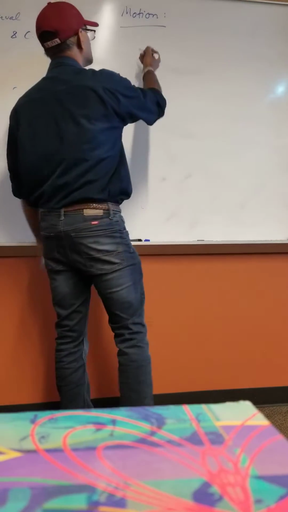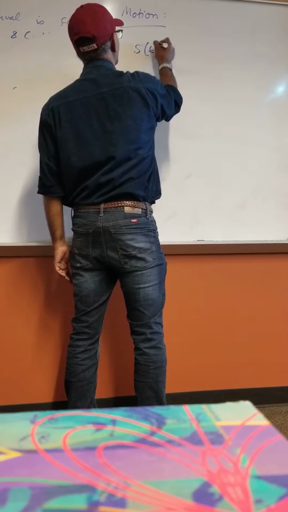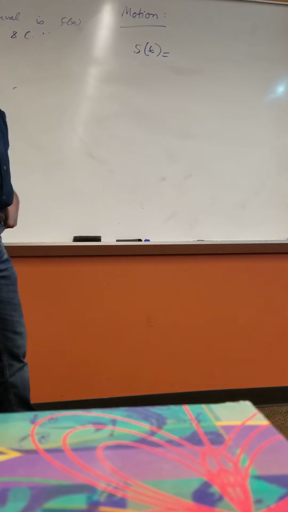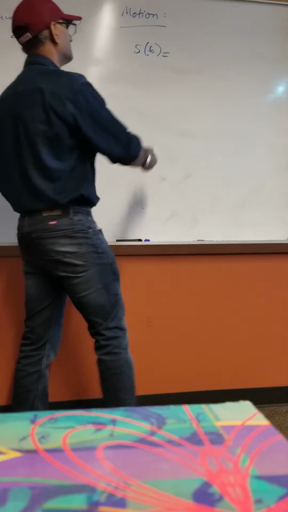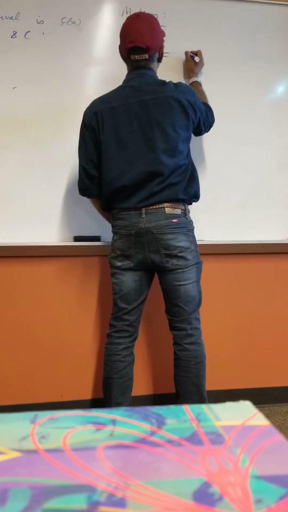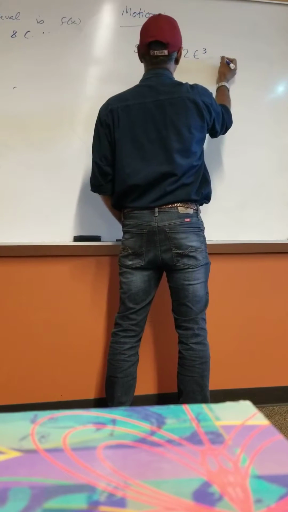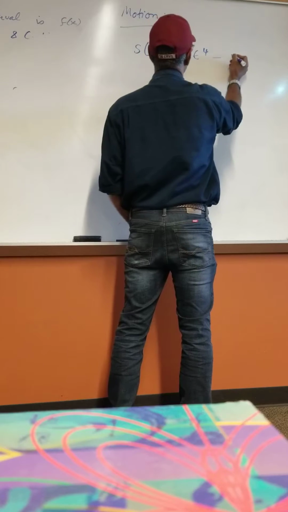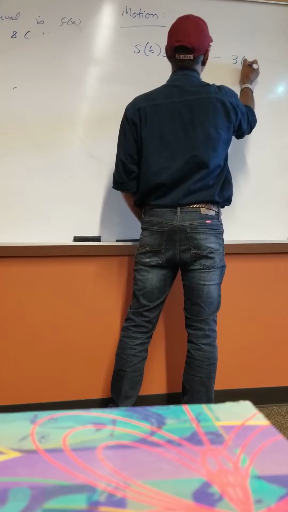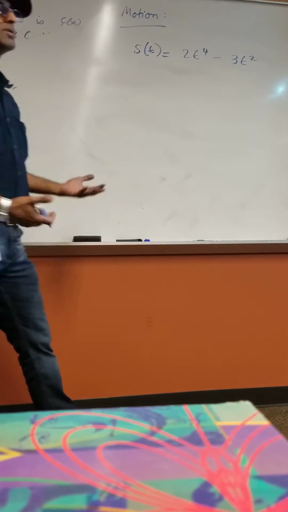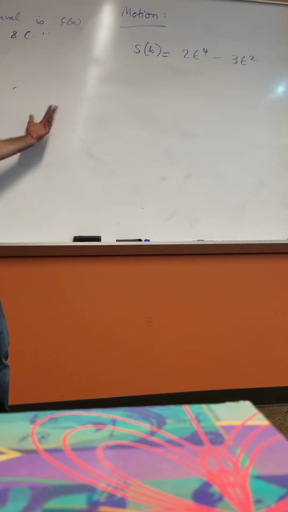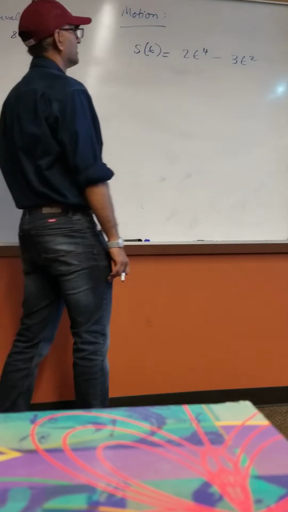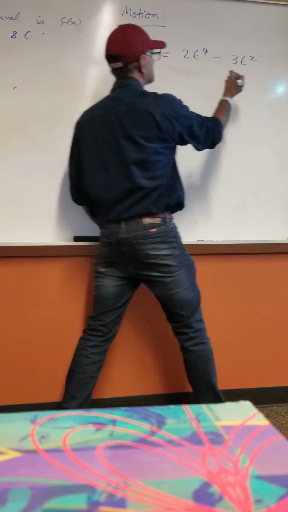All right, guys. I'm making up a problem. Listen. Let S of t be 2t cubed minus 2t to the 4th minus 3t squared. We'll do a whole bunch of problems. I'll just make them up as we go along.